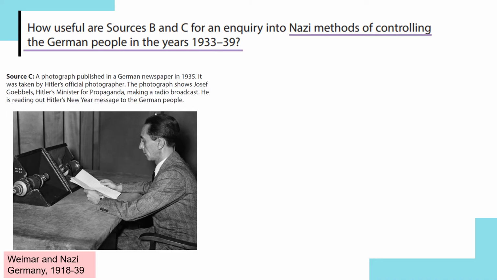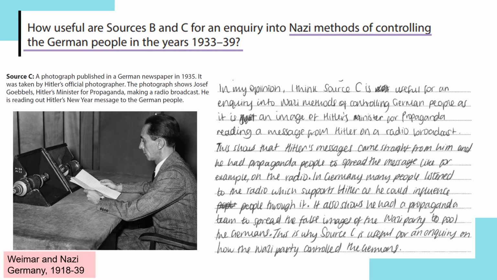Or you could discuss the different aspect of provenance, purpose of the photograph, or who was the intended audience, what effect was it intended to have, and that Hitler may have intended to use the photograph as propaganda since the provenance tells us it was taken by his official photographer. Let's now have a look at a sample answer for this question.